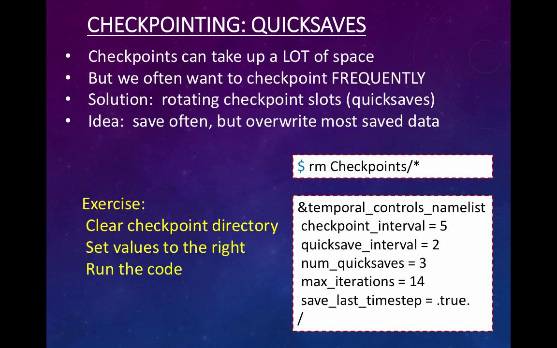First, clear out your checkpoints directory so that we can actually see what's happened. Then set up your temporal controls namelist so that you have a checkpoint interval of 5, but then we're also going to set these other two flags: the quick save interval, we'll set that to 2, and then we'll set num quick saves to 3. Num quick saves tells us how many slots we're going to rotate in and out of, and quick save interval tells us how often in time steps we want to write one of these quick saves.